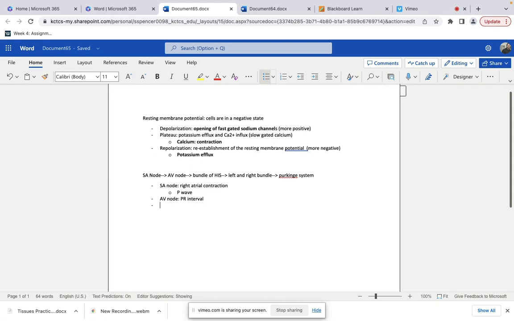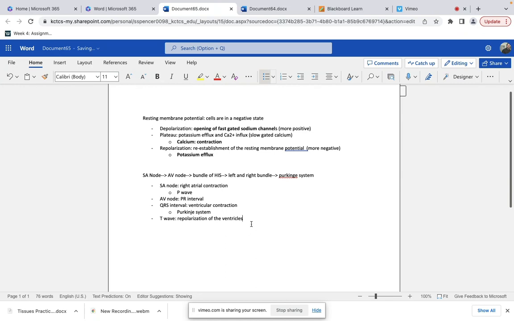So now we're going to get into the QRS interval. This is going to be ventricular contraction. This will also be the Purkinjes. And then we get down here to the T wave. And again, the T wave is going to be responsible for repolarization of the ventricles.